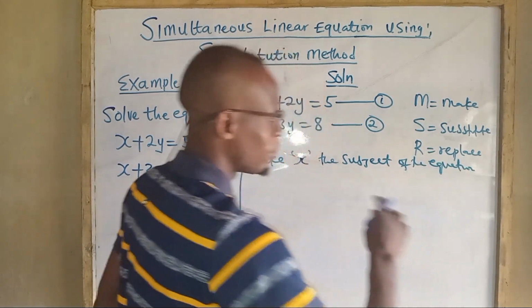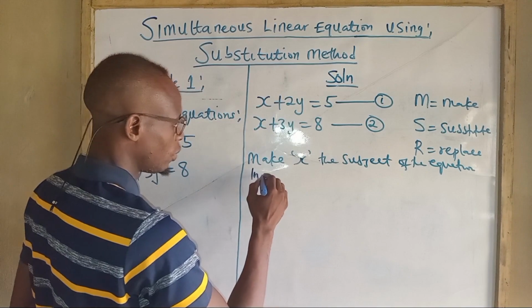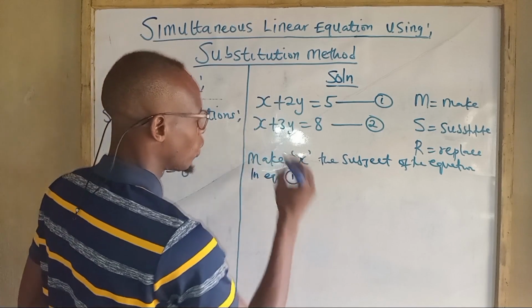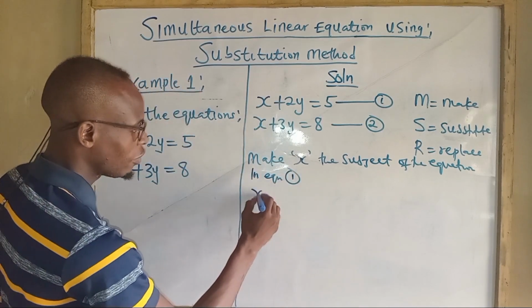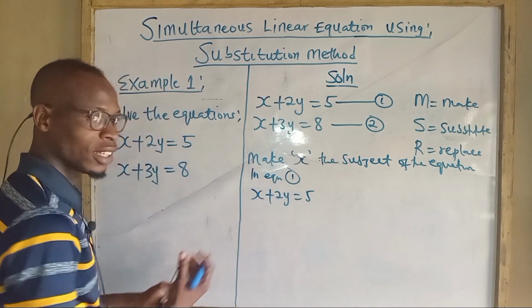Hope you still remember changing the subject of a formula. You can take any of the equations, so let's use equation 1. From equation 1, we have x plus 2y equals 5, which simply means you are making x the subject of the formula.